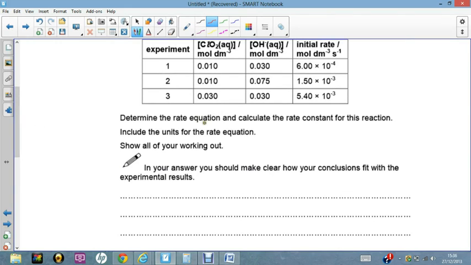Underneath the table, we find the things that we actually need to do to answer the question. So we've got to write a rate equation, calculate a rate constant, write some units, and we've also got a quality of written communication mark. Total for this question is 6.